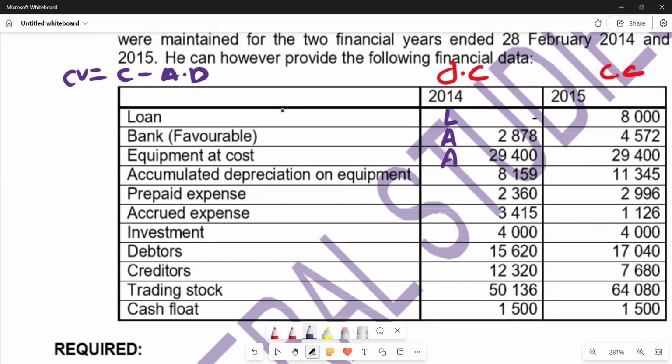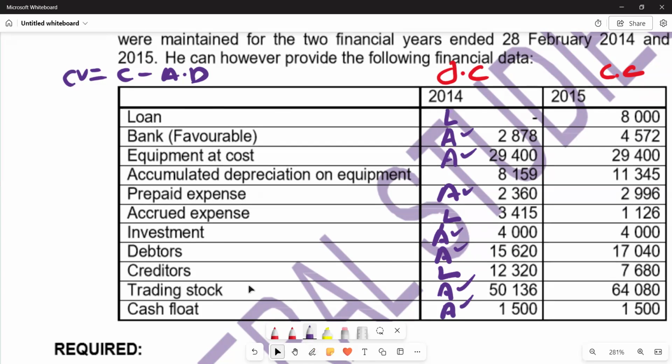Then prepaid expense, again, it's an asset. Then accrued expense is a liability. Then investment is an asset. Debtors an asset. Creditors liability. Trading stock asset. Cash flow asset. So we are going to pick for the opening capital. We're going to pick all the assets, and then we add to get the total for assets. Then we do the same to liabilities, and then we subtract to get the figure for capital.